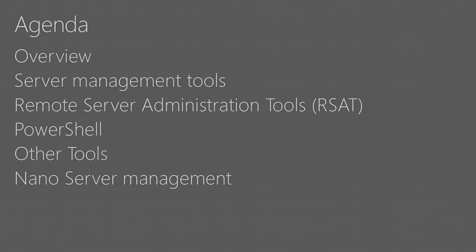And then we'll spend a little bit of time on remote server administration tools, or RSAT. That's been around for a while for the previous releases of server. There'll be a new version for Server 2016. Then we'll touch a little bit on some of the improvements in PowerShell and some of the other tooling that we've been working on for Windows Server 2016. And then at the end, touch a little bit on Nano Server remote management, how a lot of these improvements in the remote management benefit the Nano Server installation option.